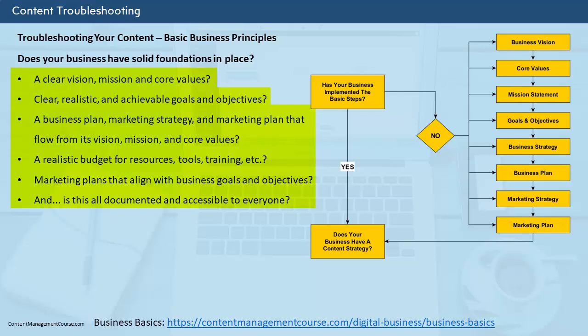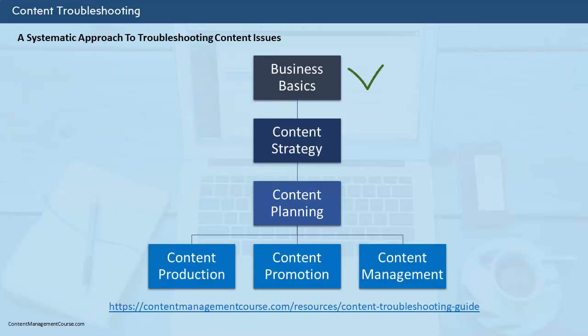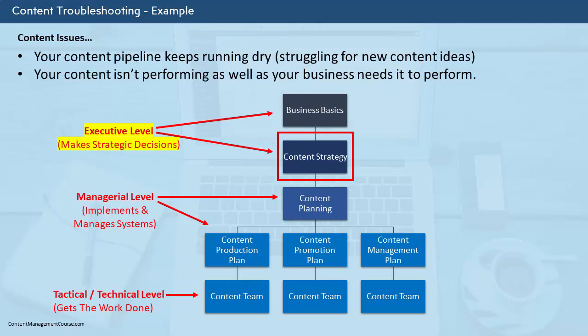If all of the above are not in place, then the business is going to experience problems at the levels of implementation. Let's assume then that everything checks out at the foundational level, so the next level to look at is your content strategy. As you can see from this chart, creating a content strategy is an executive level responsibility. The managerial and tactical level can be involved and contribute to the content strategy, but the responsibility for setting the overall strategy for the long-term vision and direction of the content ultimately lies with the executive level.